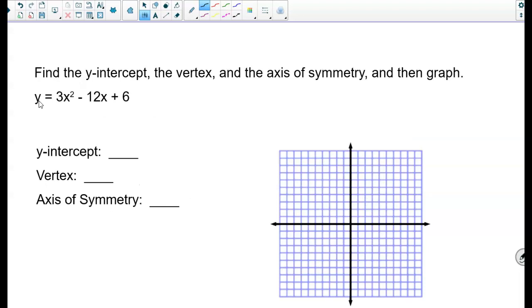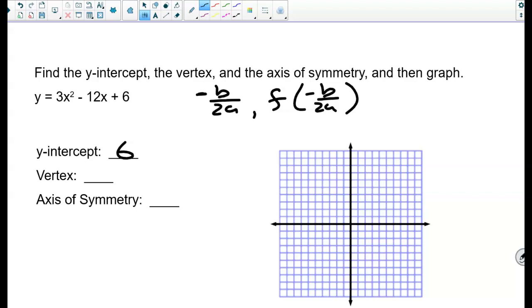So basically, when you're looking to find the vertex here, it's negative b over 2a, and then the function of negative b over 2a. We need to know that my a is 3, my b is negative 12, and my c is 6. We should know that from the general ax squared plus bx plus c formula. Now my y-intercept is 6. The y-intercept is always the constant.